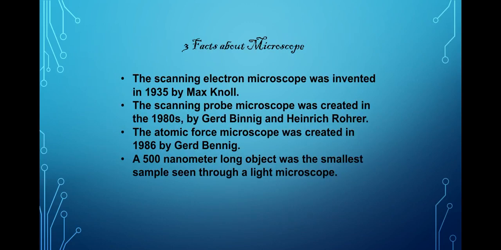So here are the facts about the microscope. The scanning electron microscope was invented in 1935 by Max Knoll, and the scanning probe microscope was created in the 1980s by Gerd Binnig and Heinrich Rohrer. And the atomic force microscope was created in 1986 by Gerd Binnig. And the last fact about the microscope is that a 500 nanometer long object was the smallest sample seen through a light microscope.